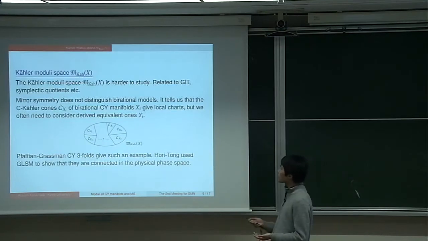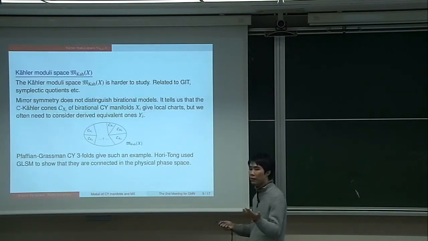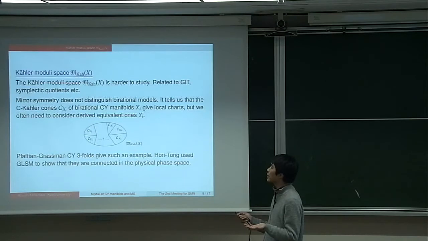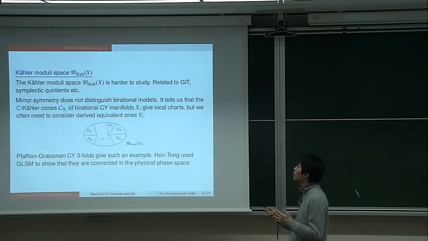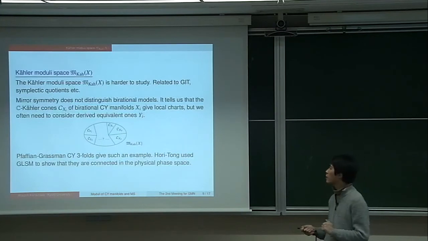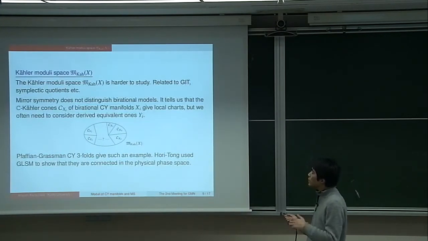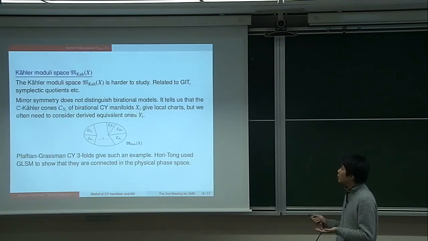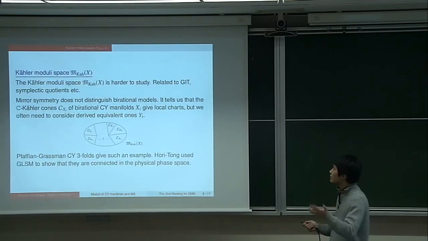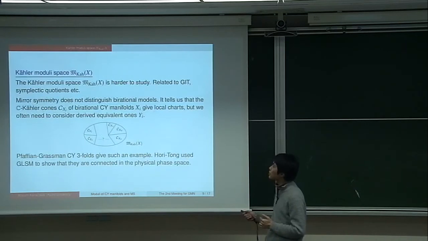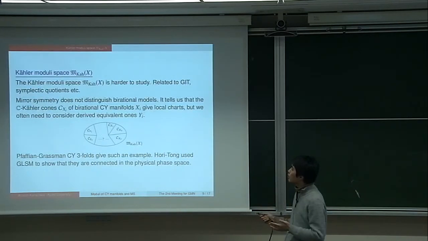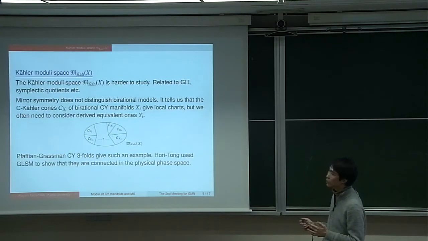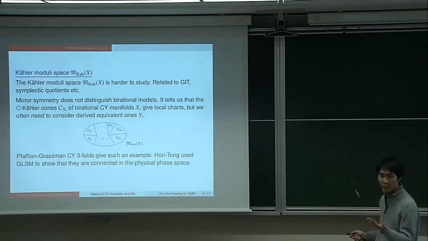Mirror symmetry does not really distinguish birational Calabi-Yau manifolds. Moreover, it tells us that the complexified Kähler cones of birational Calabi-Yau manifolds give local charts of the Kähler moduli space. And sometimes we need to consider derived equivalent Calabi-Yau manifolds as well, so X and Y may not be directly geometrically related. So the picture is like this. For birational Calabi-Yau manifolds related by flops, the Kähler cones can be adjacent, but for derived equivalent ones, we don't know the relation between them. There may be a non-geometric phase.